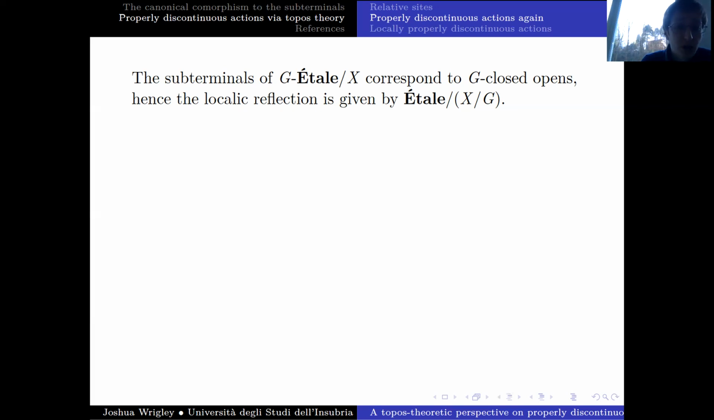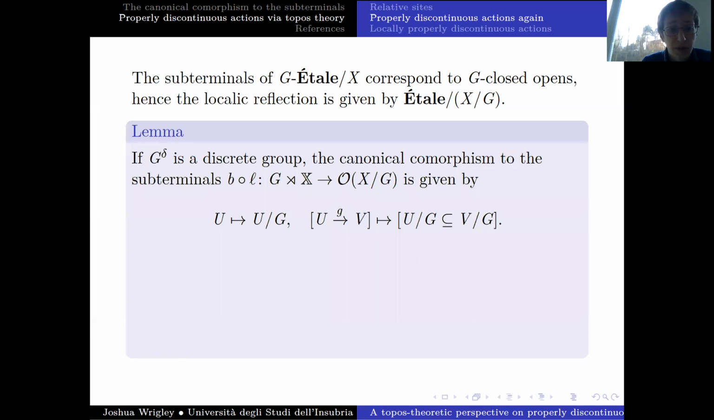And so now we can just look at what the canonical comorphism to the subterminals does for the sites we've just given. If G is a discrete group, then the canonical comorphism to the subterminals is going to send every object, every open in our category, to the quotient open. And it's going to send every arrow in our category to the inclusion.